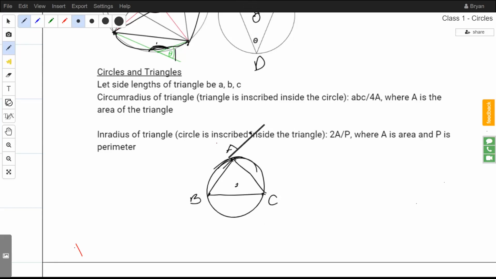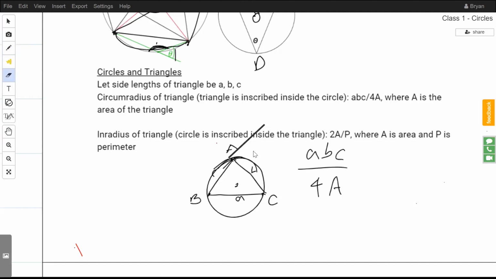But anyway, then you know the radius of the circle is just equal to the product of the side lengths. If the side lengths are A, B, and C, it's just equal to the product of the side lengths divided by 4 times the area. And often you just have to remember this formula, and questions that are asking about circumradius become really easy.